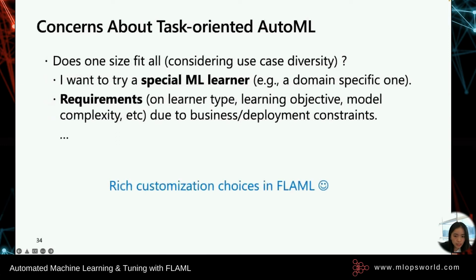But we do know that there are potential concerns about task-oriented AutoML. For example, does one-size-fits-all work considering the diverse use cases? This concern is also related to one of the major complaints about AutoML, the lack of customizability. Fortunately, in FLAML, we are able to provide rich customization choices while maintaining the performance advantage. Next, I will walk you through some of the most important customization choices that you may find useful.